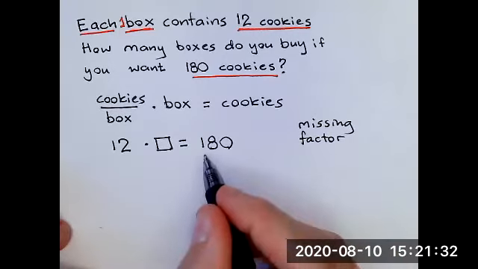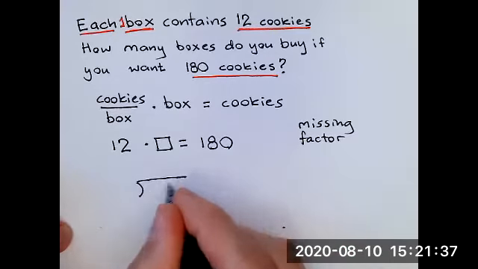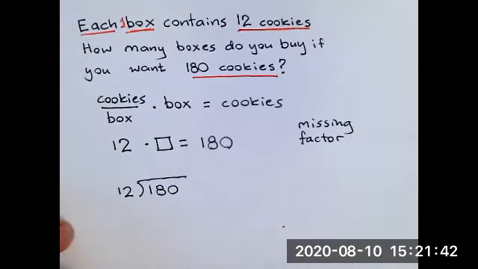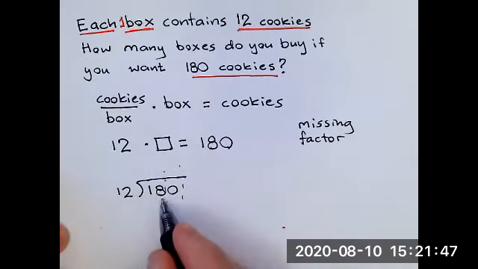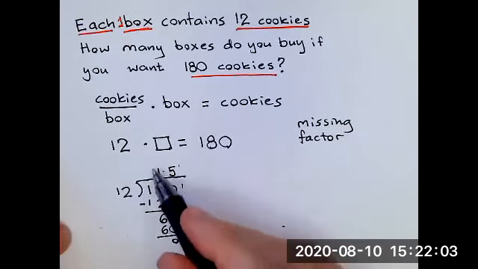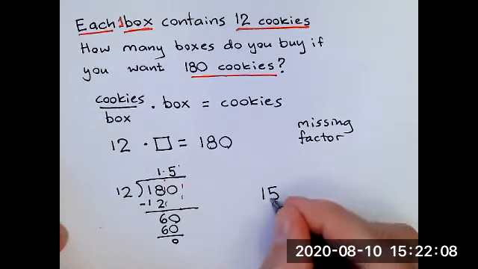So to solve this, we're going to divide the product. So we need to find how many times 12 goes into 180. 12 goes into 18 1 time. Subtract. 12 goes into 60 5 times. So it goes in 15 whole times with a remainder of 0. So the answer is 15.